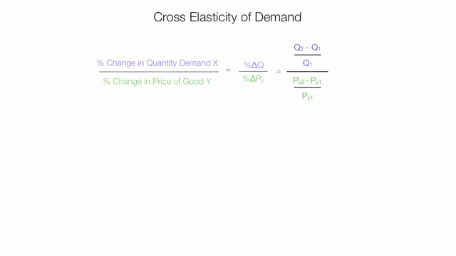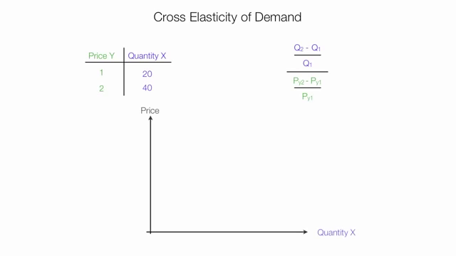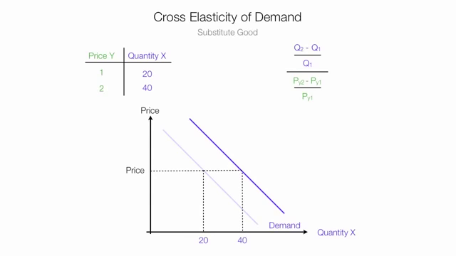Now a calculation. So imagine that I have price of good Y and quantity of good X, and the price of Y goes from 1 to 2, and quantity increases from 20 to 40 for good X. I draw in the individual demand curve of quantity of X, and the price is here, and the quantity demanded here is 20. Demand increases, and quantity demanded increases to 40. So now I can make a calculation.